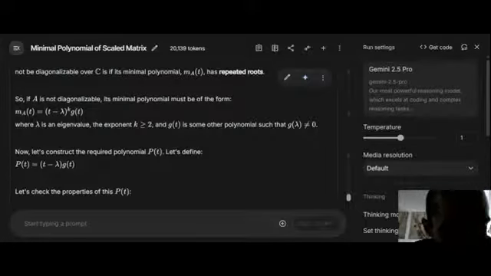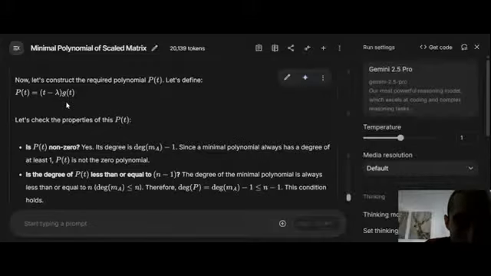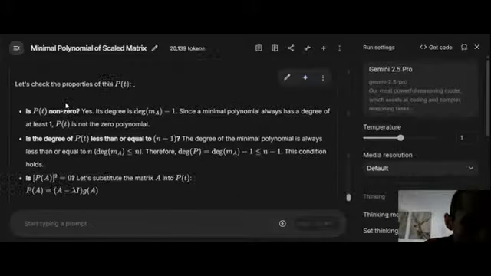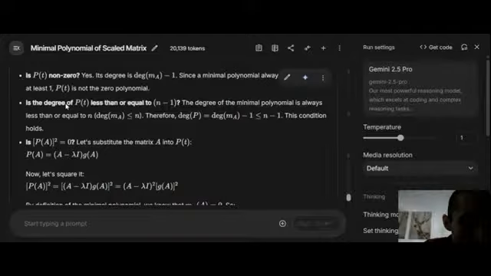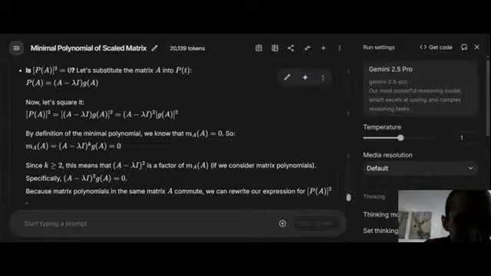Now, let's construct the required polynomial P(t). Let's define it. Okay, let's check the properties of P. Is P non-zero? Yes, since a minimal polynomial always has a degree of at least 1, P is not zero. Is the degree of P less than or equal to n minus 1? The degree of the polynomial is always less than or equal to n minus 1, therefore the condition holds. Now let's query it. By definition of minimal polynomial, we know that.